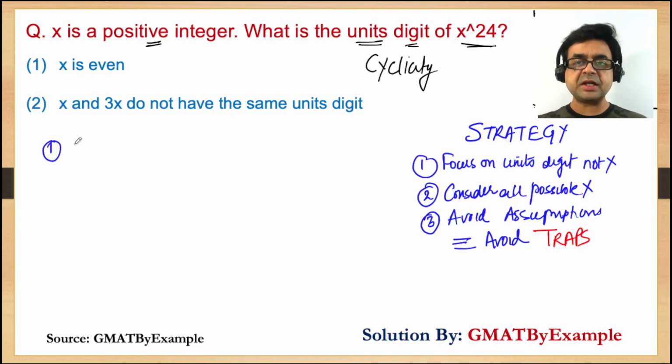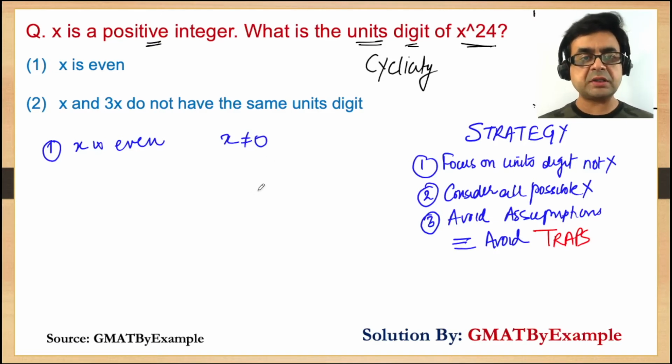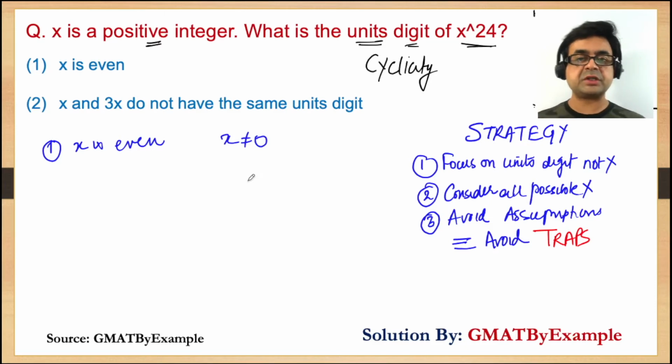We are given that x is even, right? We are also given that x is positive. So that means x cannot be 0. So can we discard 0 altogether? A lot of people do, and that is one of the traps in this question. If you do discard 0, then you are discarding not just 0 because this question is about units digit. You are discarding 10, 20, 30, and any number that has a units digit of 0. So bottom line, you cannot discard 0.